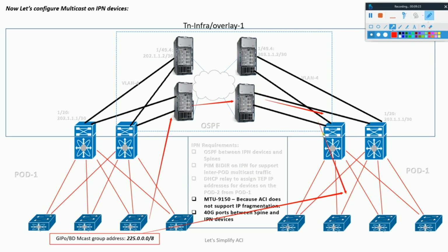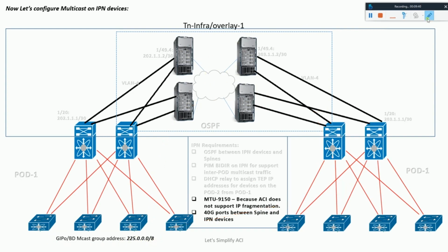Alright, so this is how it should work. And to achieve this, we have to make the IPN network multicast capable. That is why for this particular multicast group, we'll be configuring the rendezvous point with bidirectional PIM at the IPN devices. Let's see how.